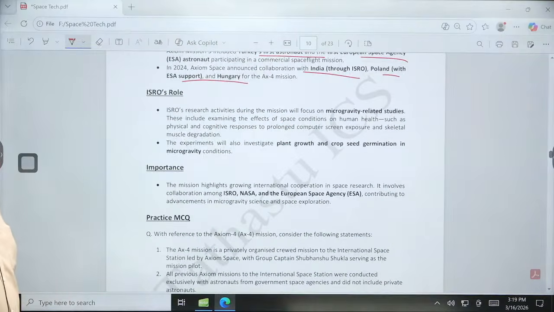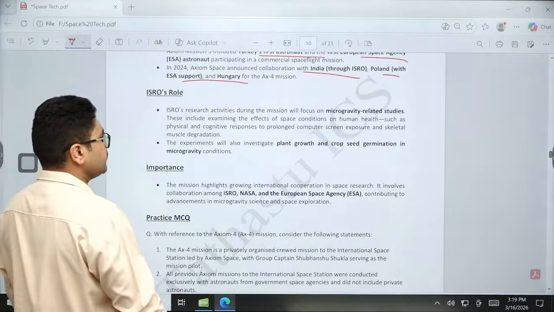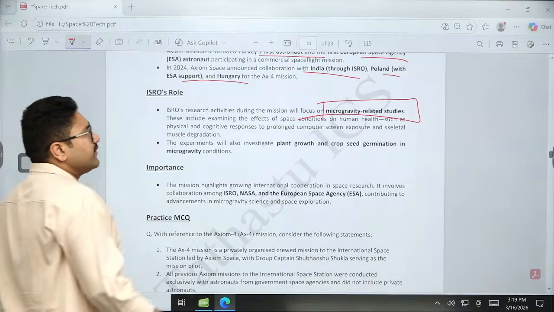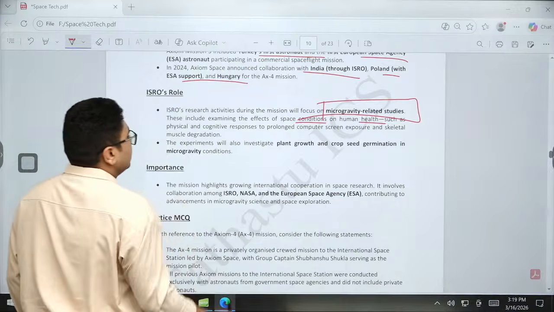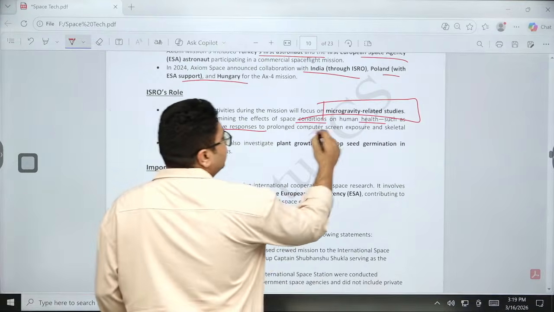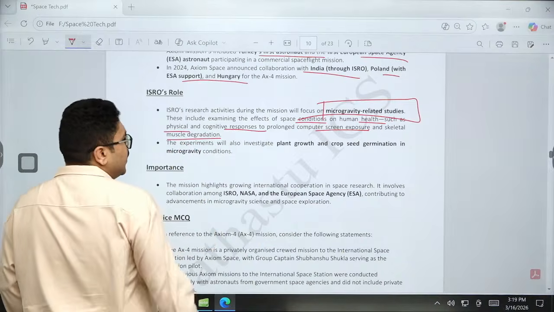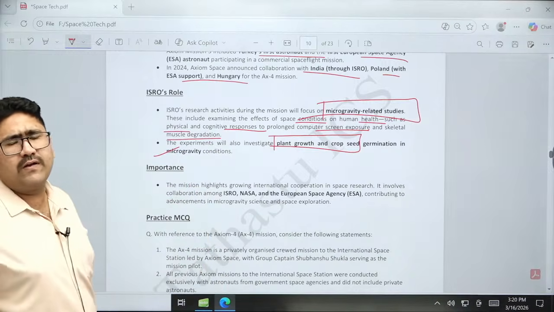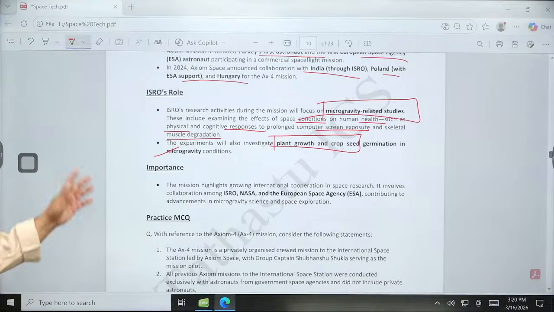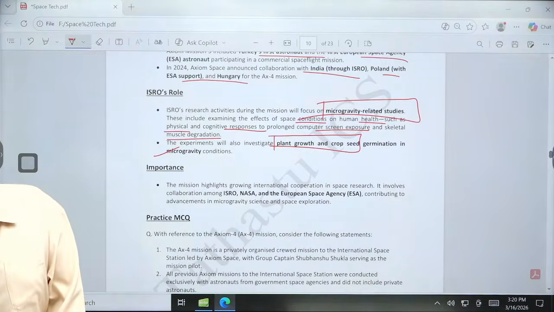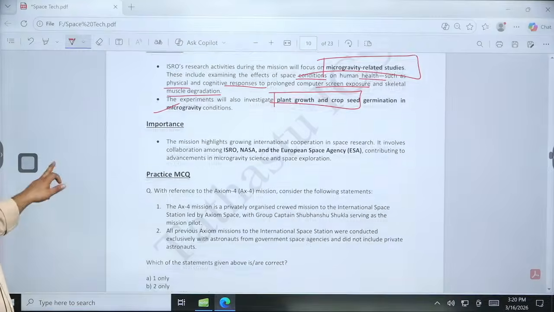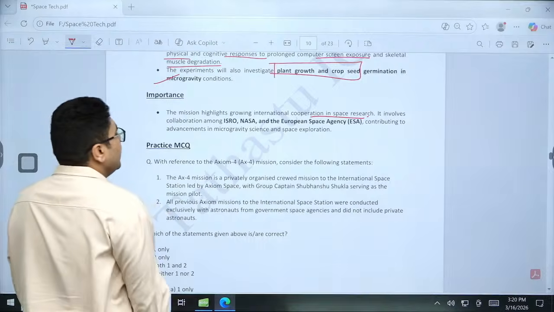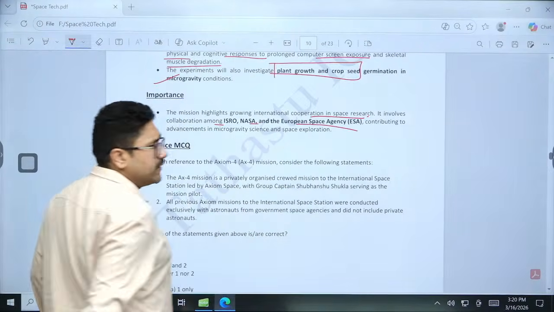What has ISRO contributed in the Axiom 4 mission? ISRO will conduct microgravity related studies. These include examining the effects of space conditions on human health, such as physical and cognitive responses, computer screen exposure, and skeletal muscle degradation. The experiments will also investigate the growth of plants and crop seed germination under microgravity conditions, so that in future they can grow crops in space and become self-reliant. The mission highlights the objective of growing international cooperation in space research. It involves collaboration between ISRO, NASA and the European Space Agency.